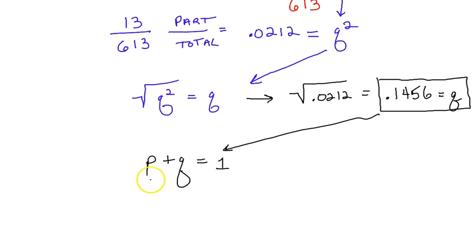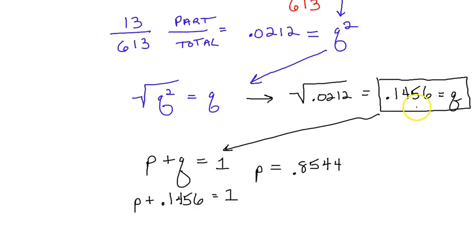What does this mean? The frequency of the dominant plus the frequency of the recessive allele must equal 1 in my population. So if I know the q is 0.1456, p plus that number equals 1. Do your algebra: you're subtracting 0.1456 from 1, and what you get is p, the frequency of the dominant allele, is 0.8544.